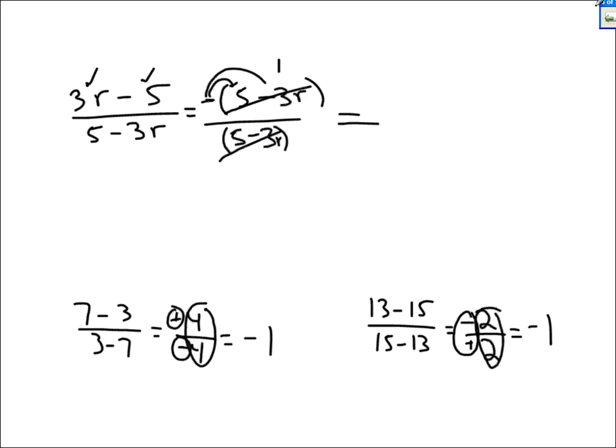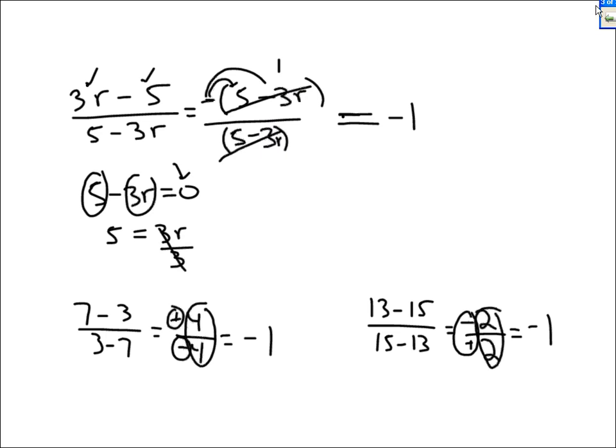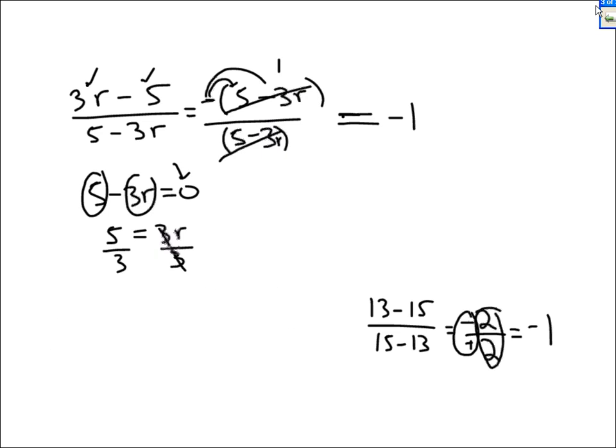There definitely is a condition. Sometimes 5 minus 3r is equal to 0, and then it would be 0 over 0 that we cancel. Remember, if you subtract two things and you get 0, then the two things must be equal to one another. Divide by 3, and you get what r would equal. When r equals 5/3, you get 0 over 0.